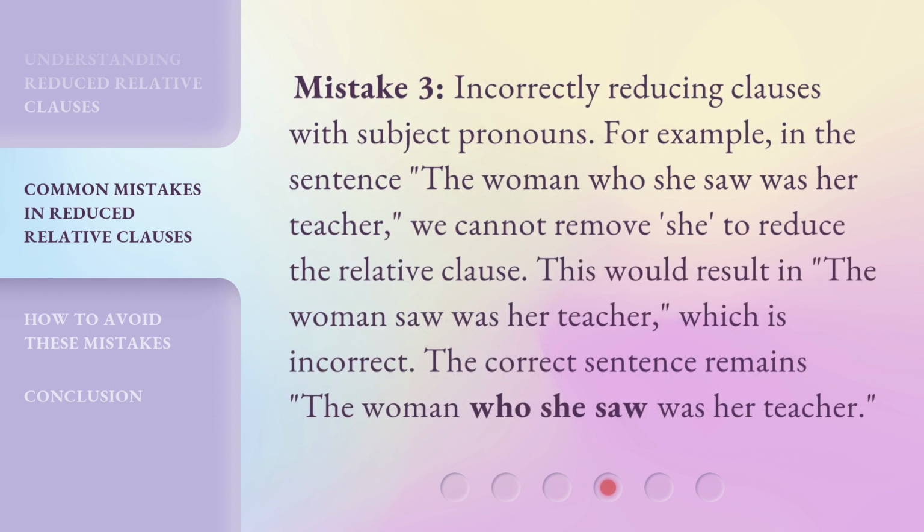Mistake 3. Incorrectly reducing clauses with subject pronouns. For example, in the sentence, the woman who she saw was her teacher, we cannot remove "she" to reduce the relative clause. This would result in the woman saw was her teacher, which is incorrect. The correct sentence remains, the woman who she saw was her teacher.